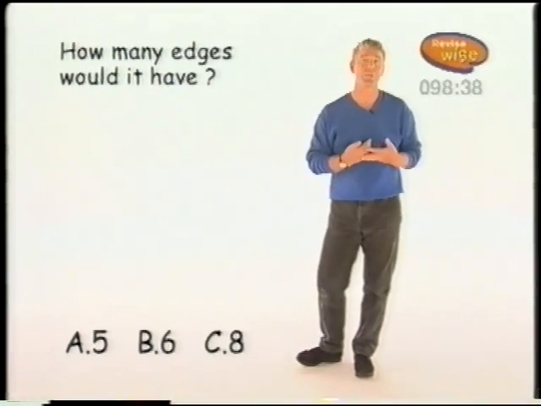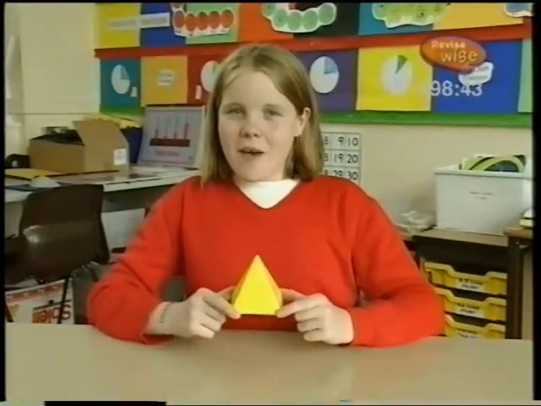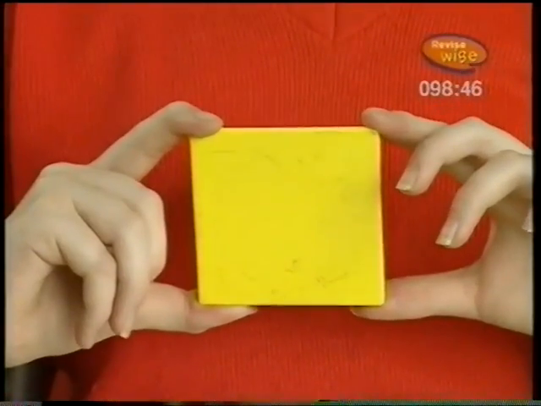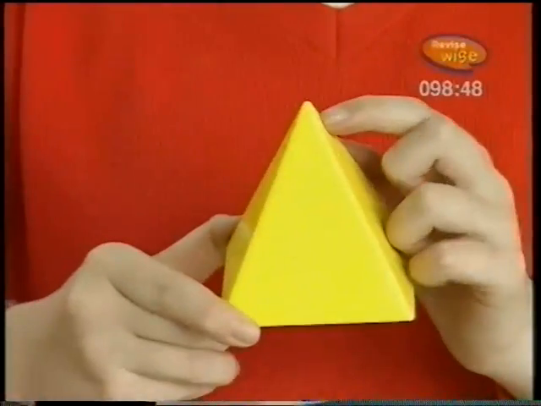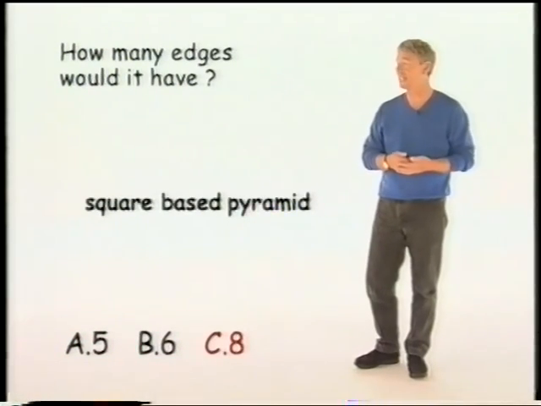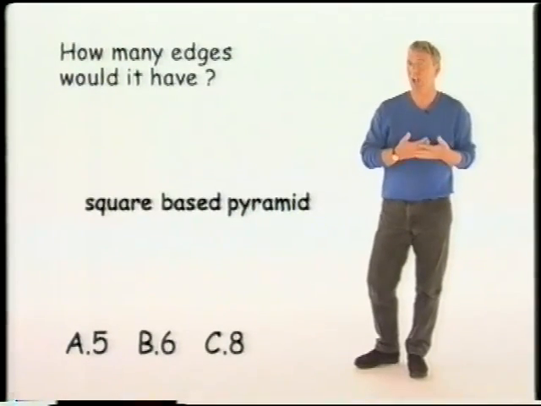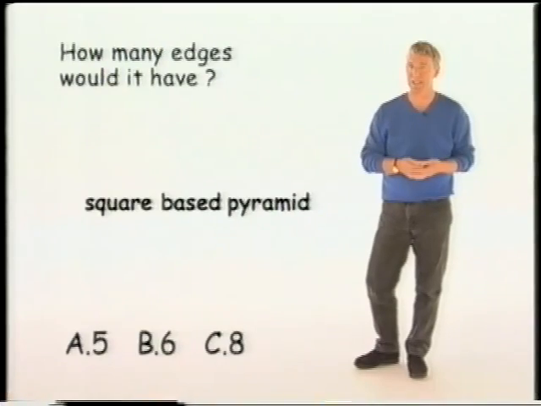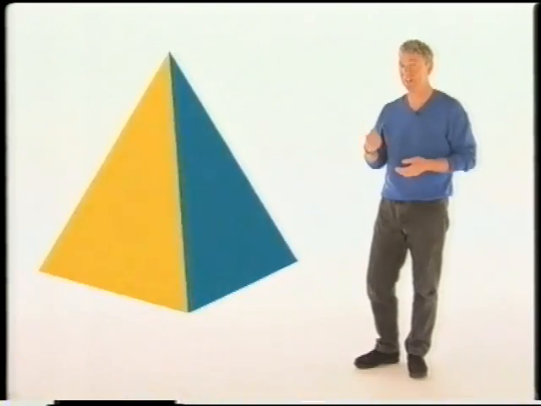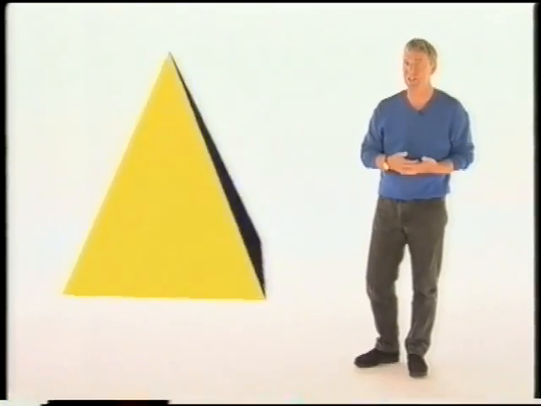Well, first, here are some useful facts about square-based pyramids from the maths team. A square-based pyramid has a square base and a point at the top. So, what's your answer? Is it A, B, or C? Let's have a closer look at a square-based pyramid and see if that helps. Here it is. See if you can count the edges.